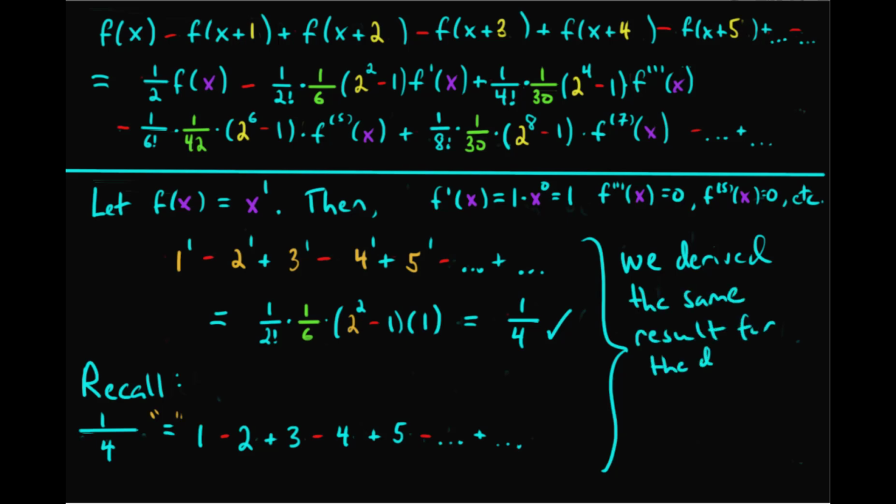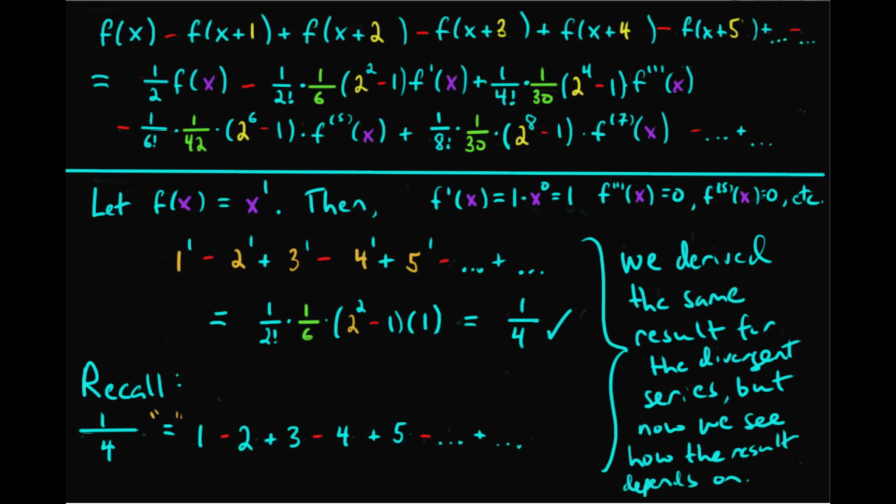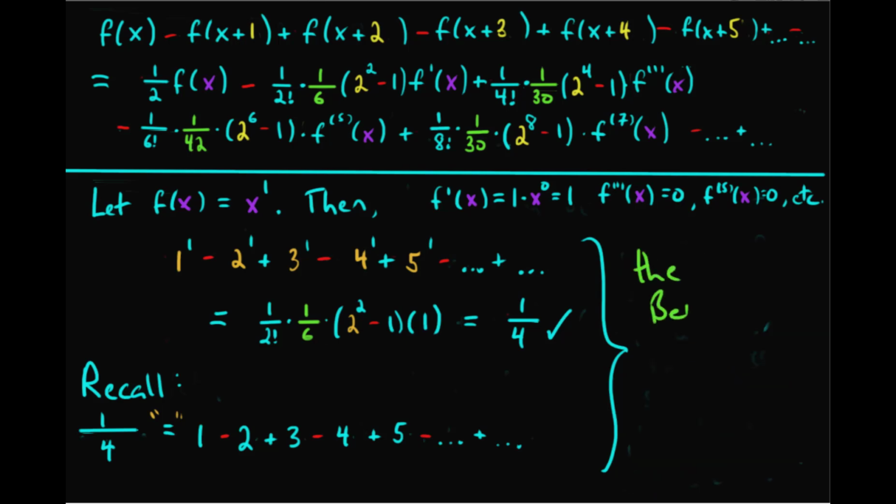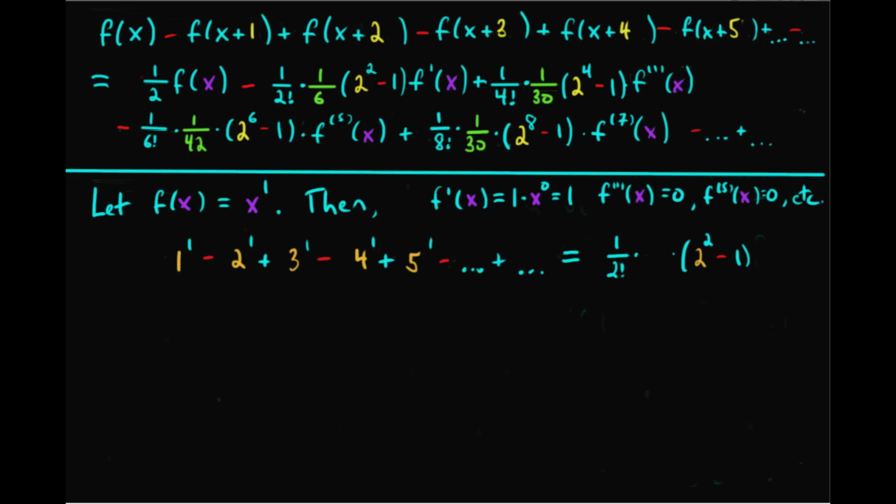So this is pretty awesome. We derived the same result for this divergent series by two completely different methods. But perhaps more importantly, now we see how the value 1/4, which is associated with this divergent series, actually depends on the Bernoulli numbers. So to make that relationship more explicit, I'm going to write 1 to the first minus 2 to the first plus 3 to the first minus 4 to the first plus 5 to the first minus dot dot dot plus dot dot dot equals 1 over 2 factorial times, and now in place of 1/6, I'll write b sub 2, the second Bernoulli number, times the quantity 2 squared minus 1 close parenthesis.